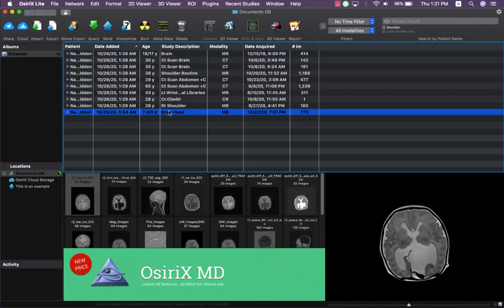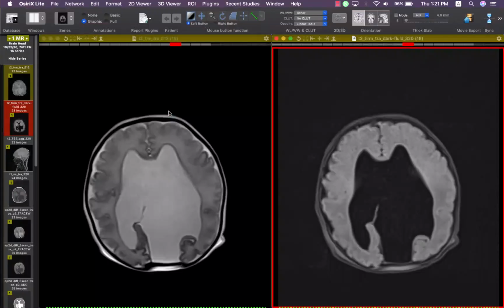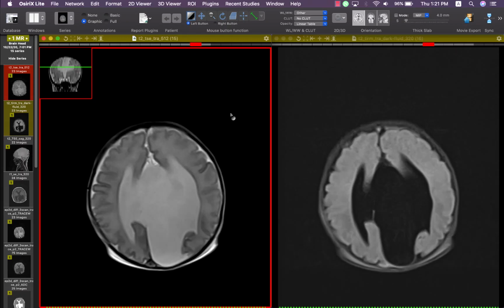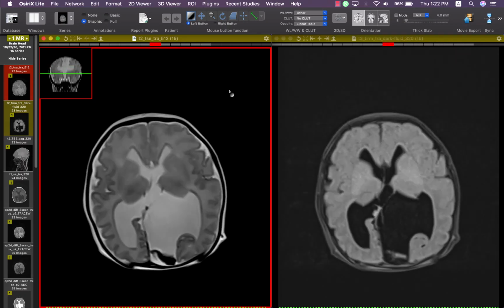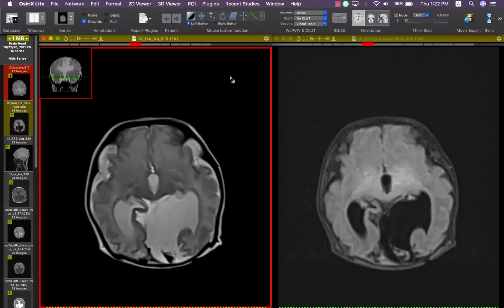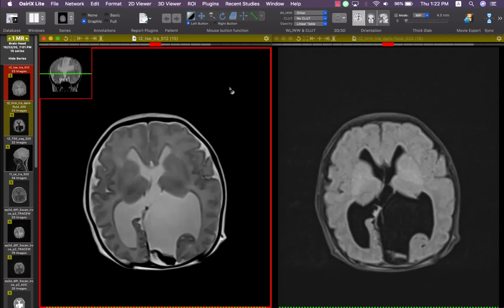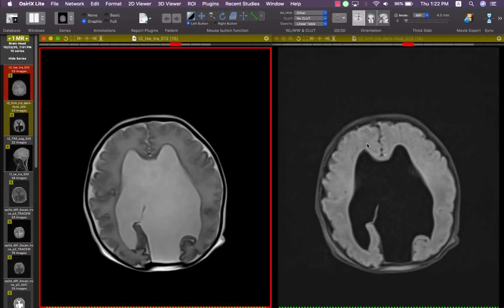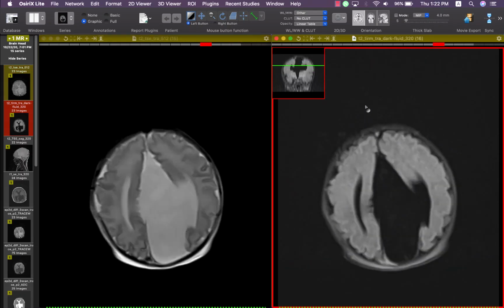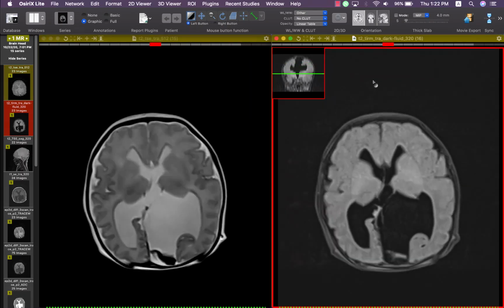Next case here. This is a 3 or 5 day old newborn who is coming for an urgent MRI. A transcranial ultrasound was done for this patient, and it revealed hydrocephalus. So this is a T2, and these are the FLAIR axial images for this patient.